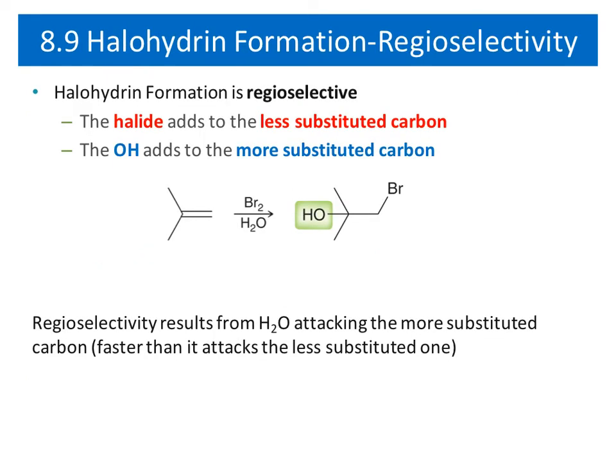Now let's look at the stereochemistry of halohydrin formation. So if we have unsymmetrical alkene, halogen will be added to the less substituted carbon and OH will be added to the more substituted carbon. And the reason behind that is because water attacking the more substituted carbon faster than the less substituted one. So if you are forming a chirality centers, don't forget to show the stereochemistry as well.